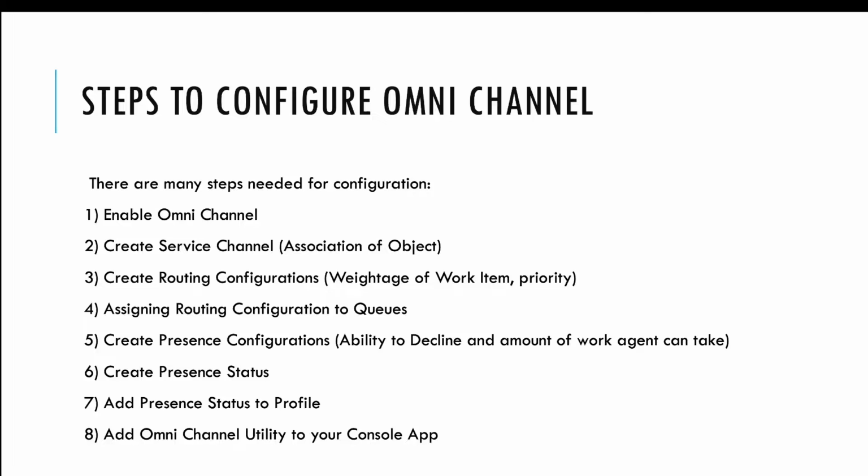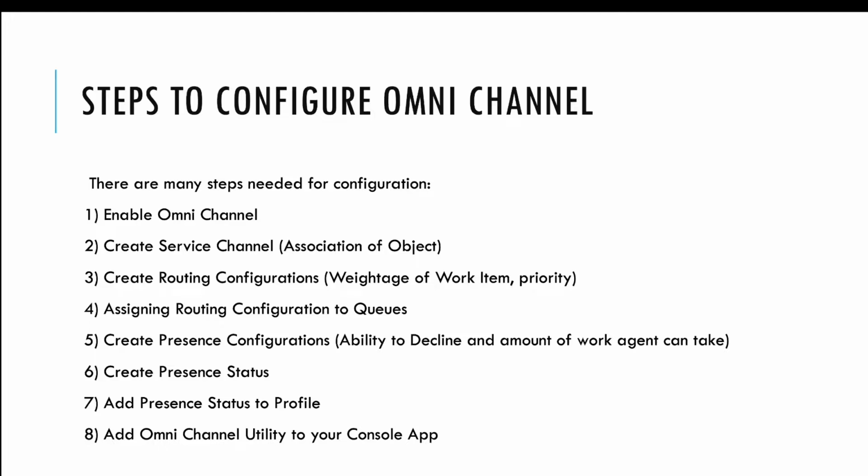Now the third item is a routing configuration, where you will specify the priority and the work item weightage. That will be done in routing configuration. Fourth is assigning that routing configuration, which you created in step 3, to a queue, so that cases based on this work item priority will be assigned to this specific queue. Now fifth and sixth are very easy. It's just the presence configuration, whether the presence is available, busy, or at lunch or something, which you want to set up. Then you can do it at step number 5.